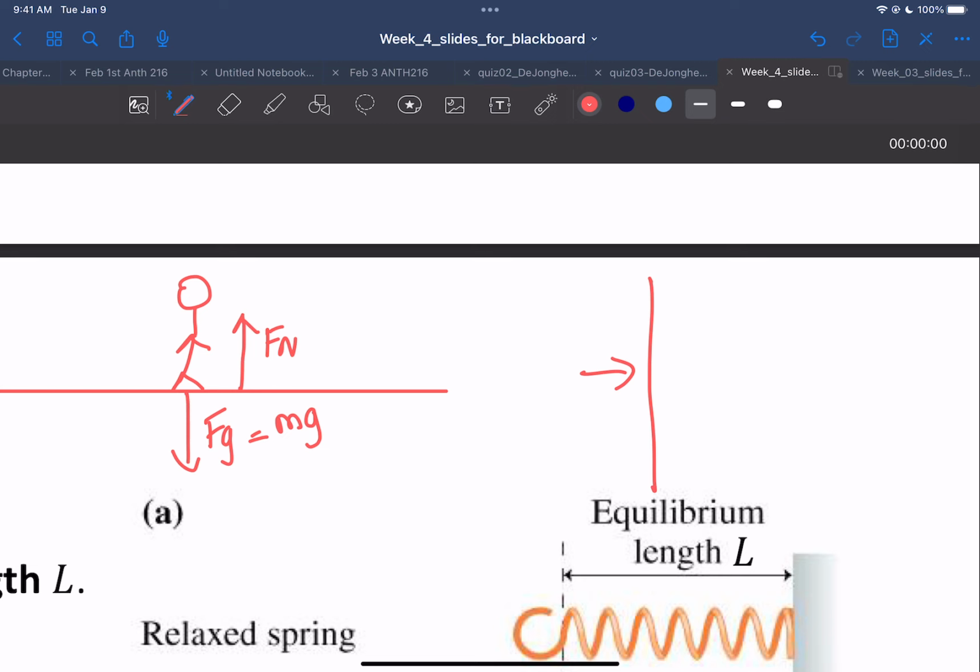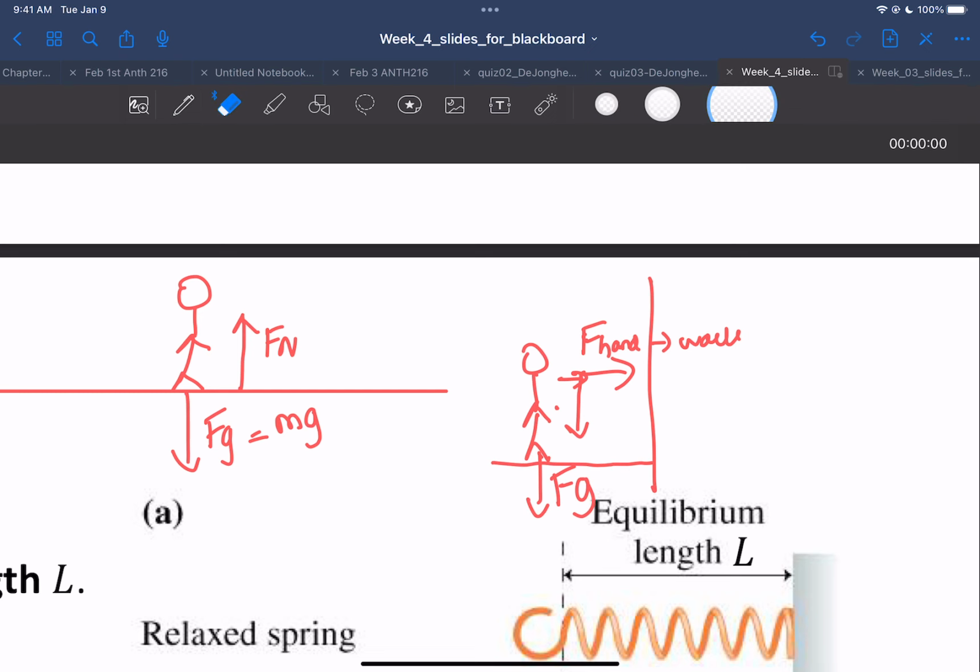And in that case, this might be your force of hand on the wall. Well, if you're this person right here and you're extending your hand this way, your force of gravity is going to be down here. Let's say this is a floor and here's the wall. Well, then how does force of gravity relate to the normal force in any sort of way here?